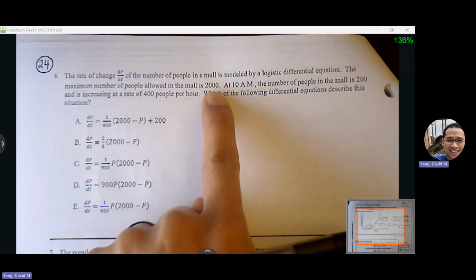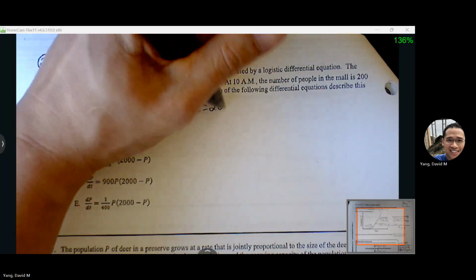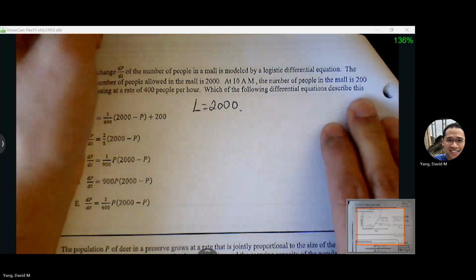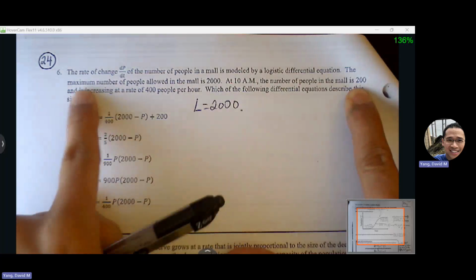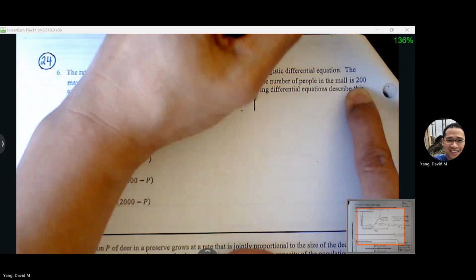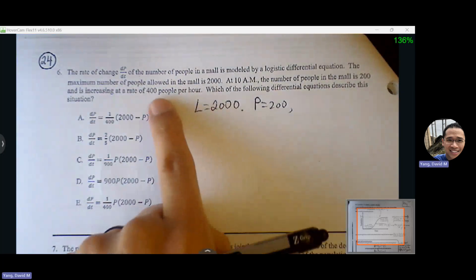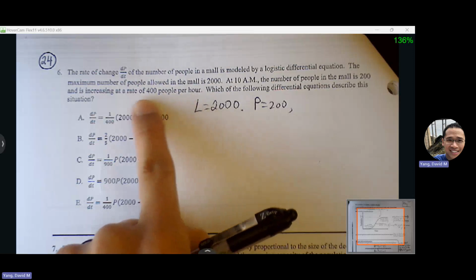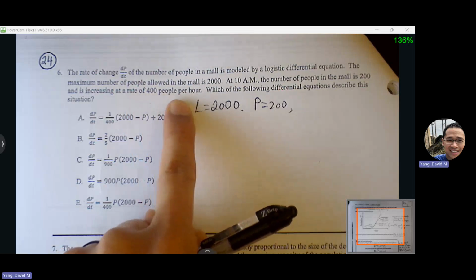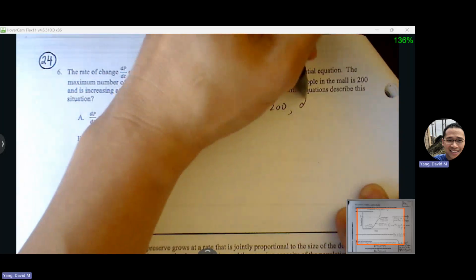So what can we assign 2,000 to be? The number of people in the mall is 200. That could be what? P. So when P equals 200, the rate is increasing at 400 people per hour. What can we assign 400 to be? Yeah, dP/dt.